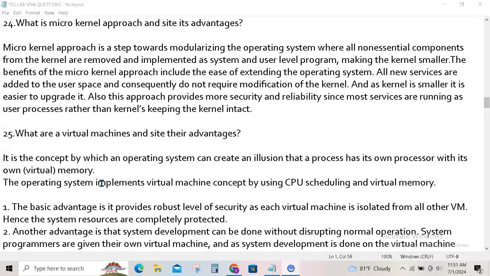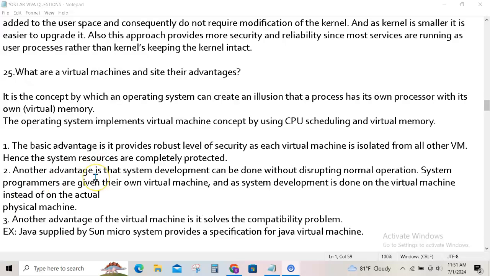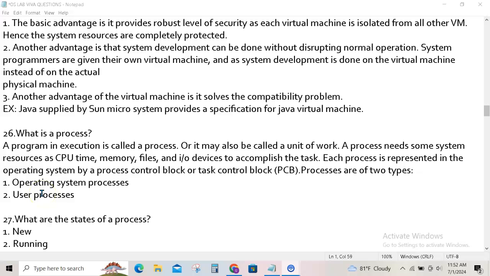What are the advantages of virtual machines? Virtualization is a concept by which you create an illusion that an operating system has its own processor and its own memory. This is implemented using the concepts of CPU scheduling and virtual memory. The basic advantage of virtualization is that it provides a robust level of security, since a virtual machine is isolated from all other virtual machines. Next, system development can be performed without disrupting normal operation. And it also solves the problem of compatibility.